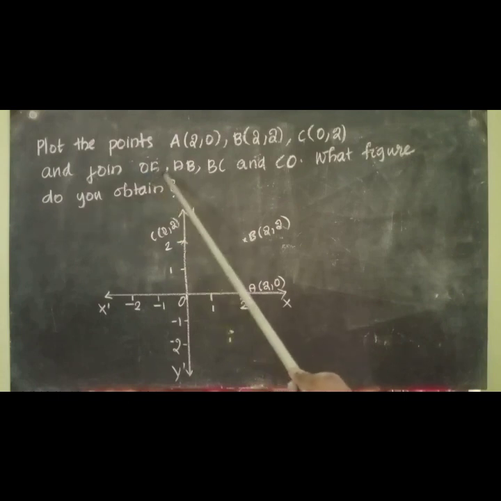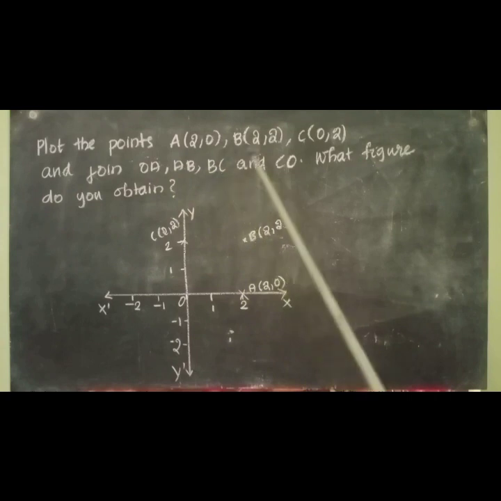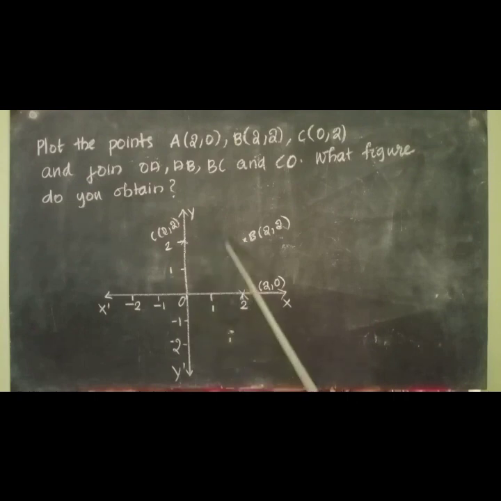Join OA, AB, BC, CO. OA is already joined. This is O, this is A. Next AB: these two points we have to join. Then next BC. Then last CO, which is also already joined. So let us join the other 2 lines. So I got it like this.